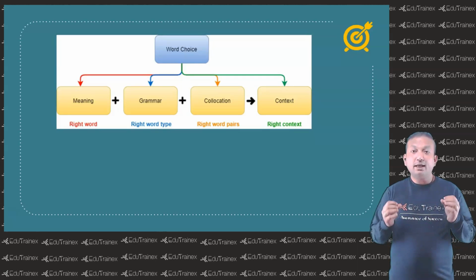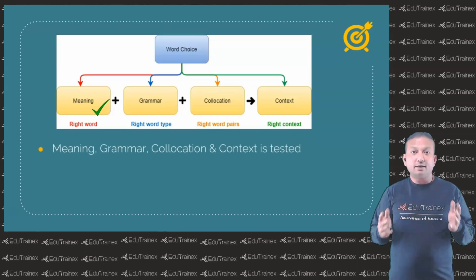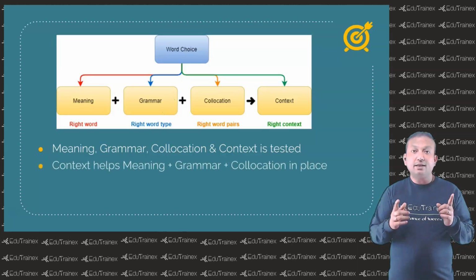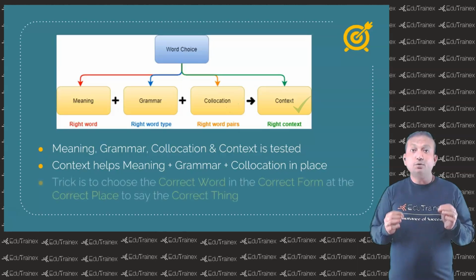The expectation and trick here is to say the correct word in the correct form at the correct place to say the correct thing. Now, what does that mean? Correct word means a word with the correct meaning. Correct form relates to grammar, whether you should use past tense or noun or verb format or so on. Basically, the right word type. Correct place relates to collocation. So the word pair should be correct, and correct thing relates to context.